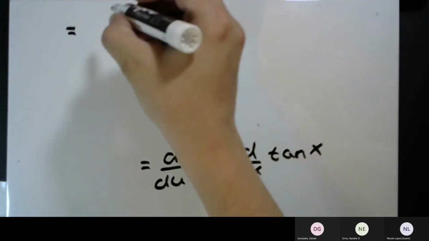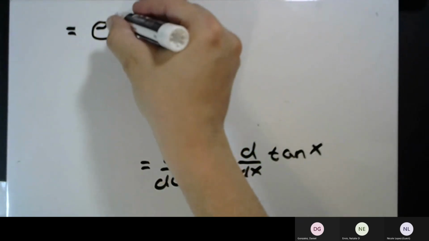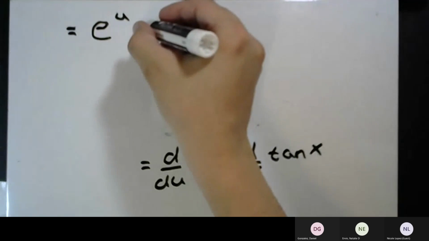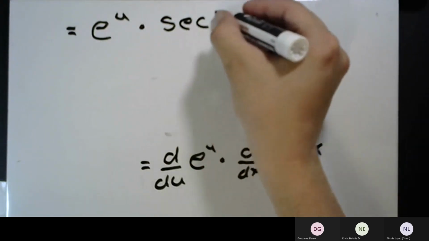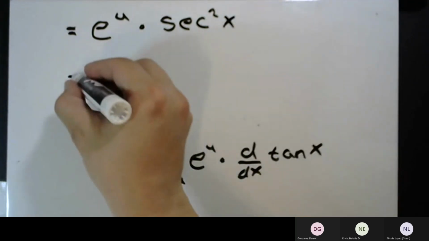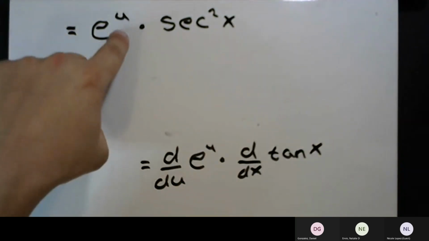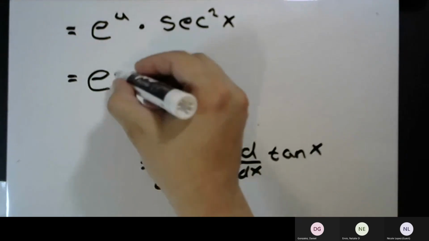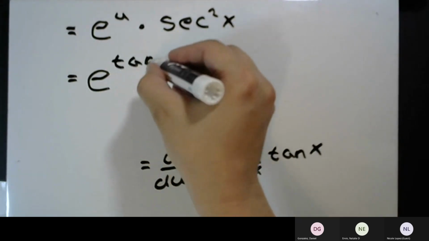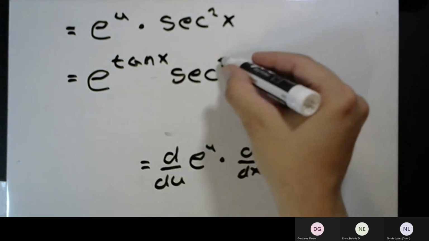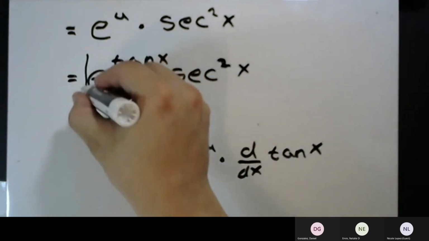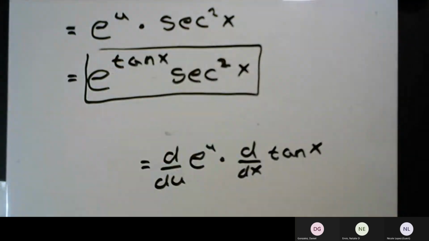And so we'll get derivative of e to the u, that's just e to the u. Doesn't change anything. And then the derivative of tangent x, that's secant squared x. And so now what we're going to do, we'll replace this u with the tangent of x. And that's going to be our answer. So any questions about that?